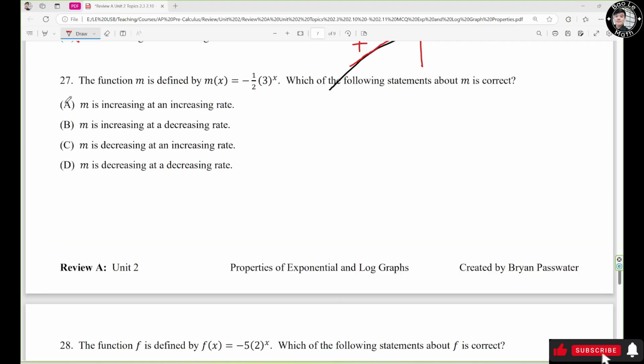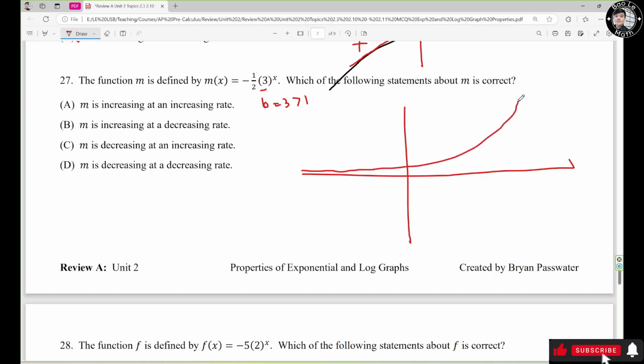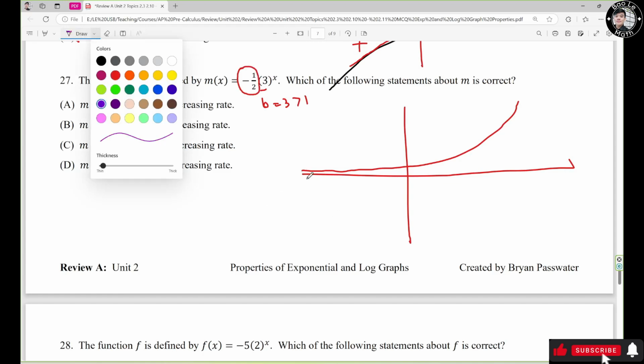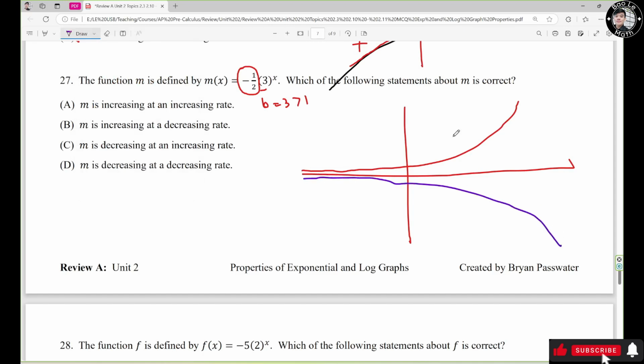Now let's move on to question number 27. We need to sketch this graph, right? So we know that b is 3, greater than 1, right? So this is an exponential growth function, so it could be something like this. Now, since you have the negative coefficient in front of the output, there is a reflection over the x-axis, so it could be something like this, right? Now, I need to erase the previous one, right?